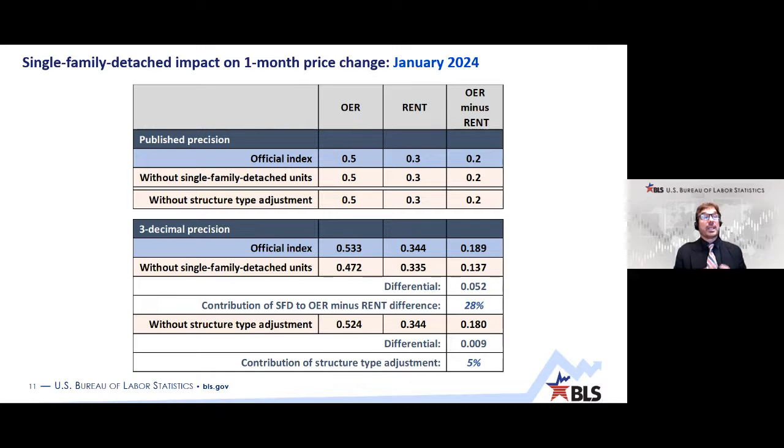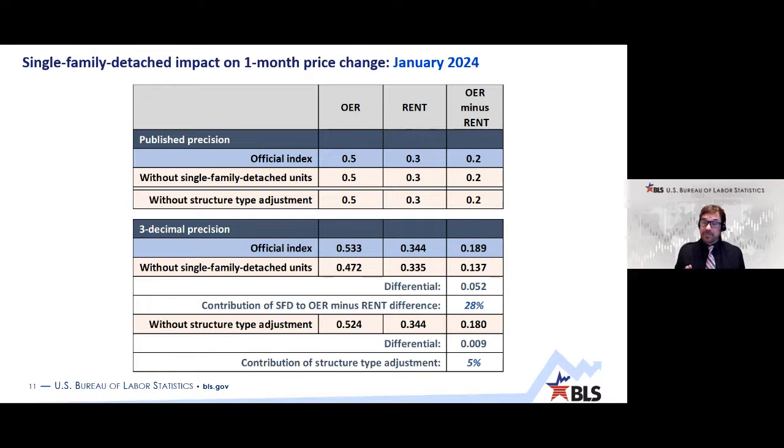But the difference in this wedge is 0.052, so one might conclude from this exercise that the contribution of single family detached housing units to our OER minus rent difference is about 28%.